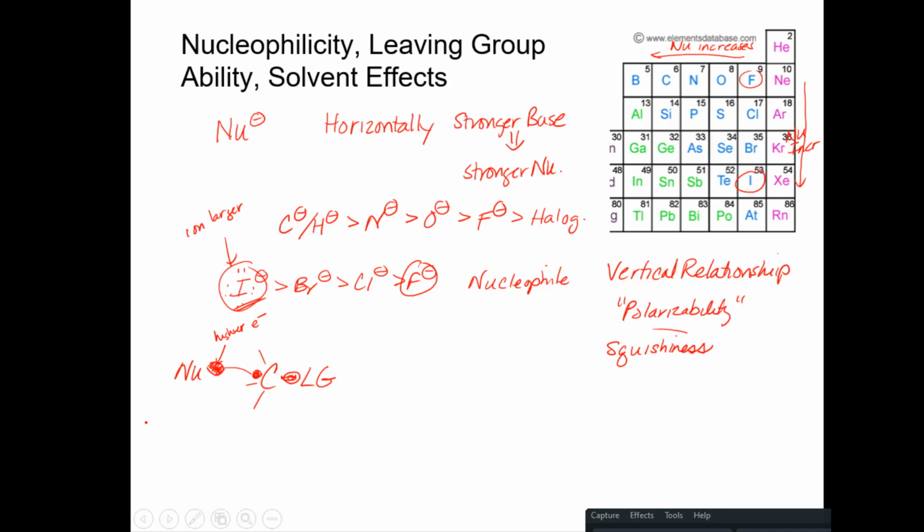So that's the basics of nucleophilicity and leaving group ability. And the last thing that we'll talk about is solvent effects. So in terms of solvent effects on an SN2 reaction, we first of all have to talk about solvents. Remember, in an SN2 reaction, the nucleophile is reacting with the carbon attached to the leaving group to form the new nucleophile-carbon bond and kick off the leaving group. That's the SN2 reaction.